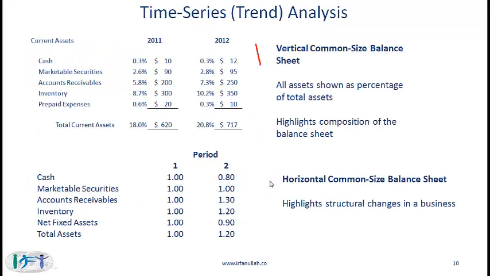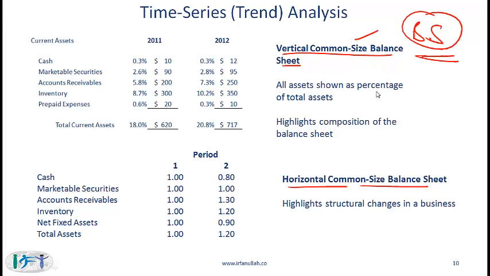Coming now to the vertical versus horizontal common size balance sheet. This slide highlights the difference between a vertical common size balance sheet and a horizontal common size balance sheet. We have already seen the vertical common size balance sheet in the reading on balance sheets. Now let us also look at a horizontal common size balance sheet. With a horizontal common size balance sheet, we essentially highlight structural changes in a business. Let's look at what's going on. We take a base period such as period 1 and we look at each item in that base period. Let's say that our cash in the base period is 50 and then cash at the end of period 2 is 40. All numbers after the base period are then shown relative to the base period.